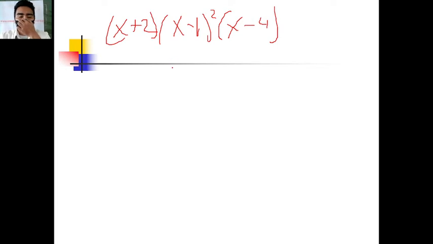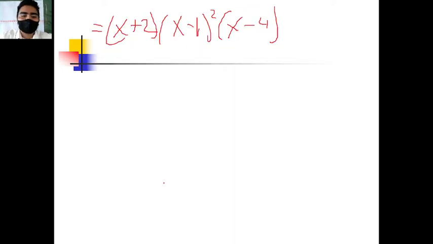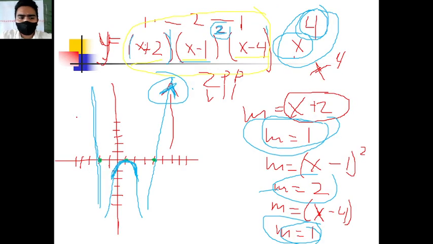Alright, so with this function, isn't it that we were able to get the multiplicities, okay? And we were able to get as well the factors, no? Or rather, we also get the zeros, the values of x, okay? Alright, so if you have this graph, I'll be circling this one.